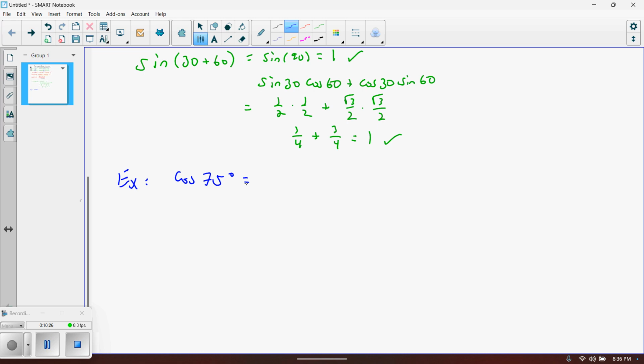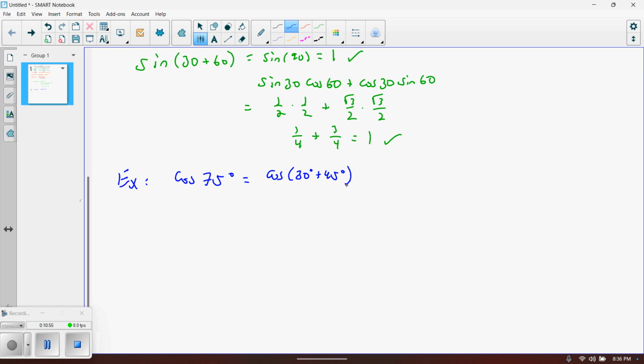So you have to figure out what makes the most sense. What things can I either add up to 75 or subtract to get 75 based upon actual unit circle angles that we already know? And 75 is typically not too difficult of one because you could use 30 and 45, both of which are unit circle values, and we can add those up. So this is the same thing as saying the cosine of 30 plus 45. Okay, that should make sense.